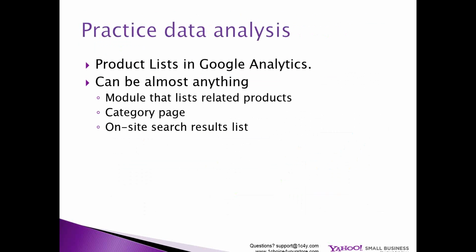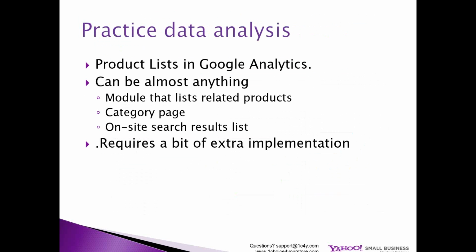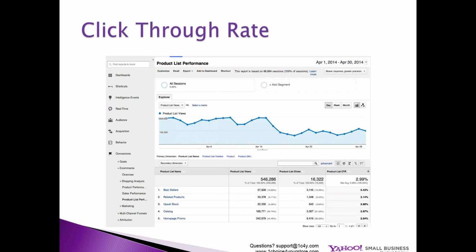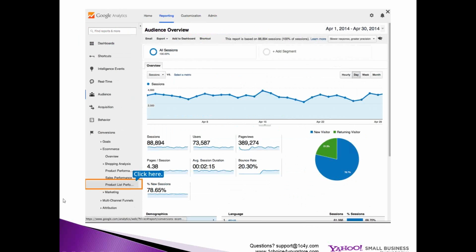While it does require a bit of extra implementation, gathering product list data is incredibly valuable to help you understand how well your site is promoting your products. You can find data for your product list in the product list performance report. One of the big things we're going to look at is the click-through rate. So how do we get there? On the left-hand side, you're going to want to go to conversions. Underneath e-commerce, go to product list performance.